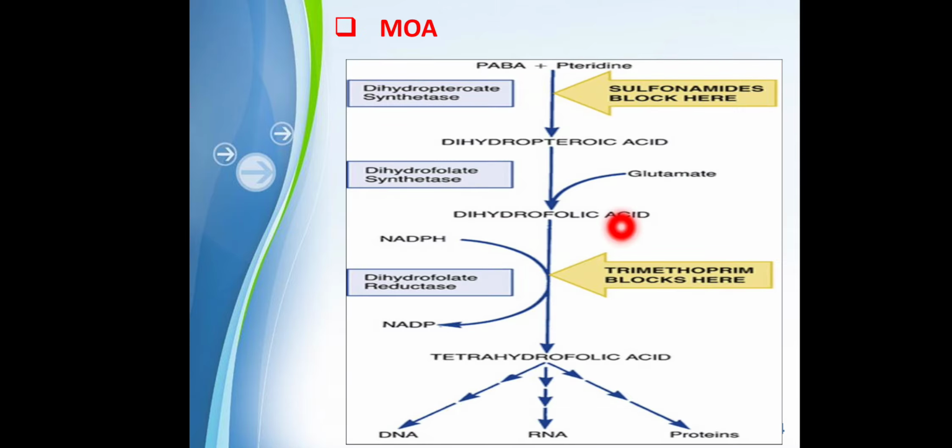See, if you see the mechanism of action here, folic acid is one of the important nutrients that is required for an organism to grow, right. So this is the pathway of folic acid formation: PABA plus pteridine, then dihydropteroic acid, then dihydrofolic acid, then tetrahydrofolic acid, which is the active form of folic acid.